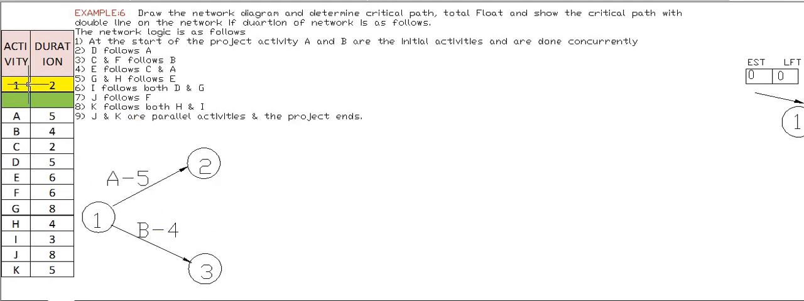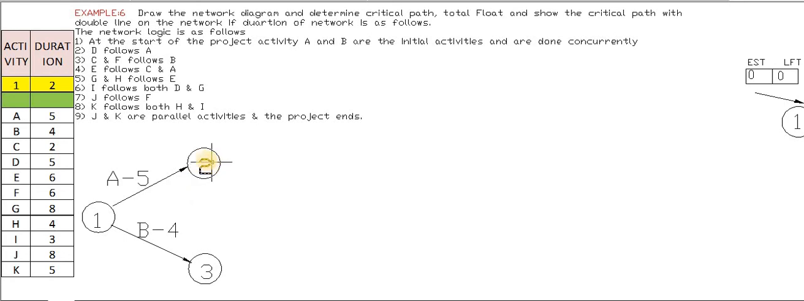Activity B has a duration of 4. So here we have drawn the network diagram by reading the first line, that is, at the start of the project, activity A. As I have already discussed, this line indicates the activity, whereas we are giving numbers to these events: event 1, 2, 3, 4, 5, 6, up to the last.